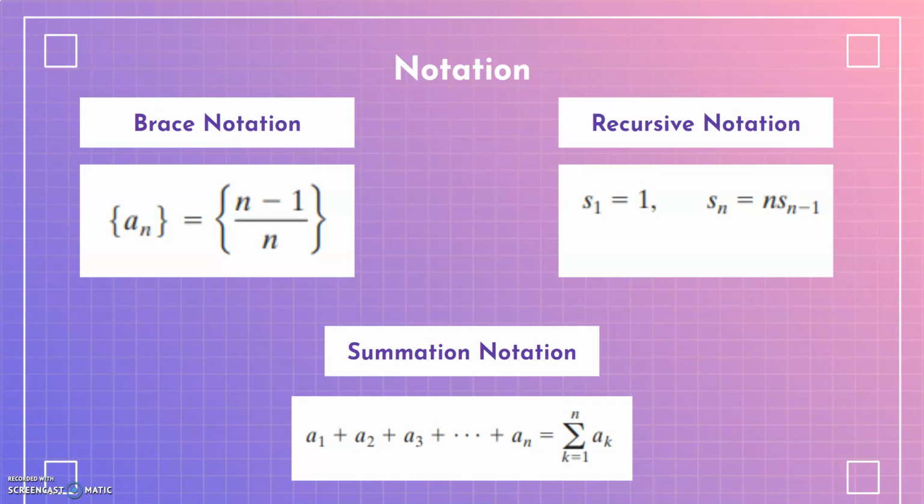The third method of notation is called summation notation. Summation notation is a more efficient way to express the sum of terms in a sequence. Summation notation utilizes the Greek symbol sigma as an indication to sum up the terms. The letter k in summation notation is called the index and indicates which terms to start and end the sequence with.